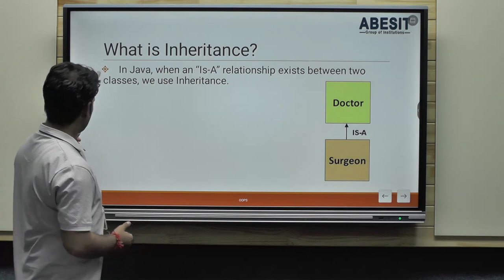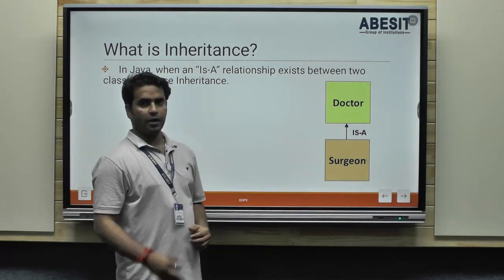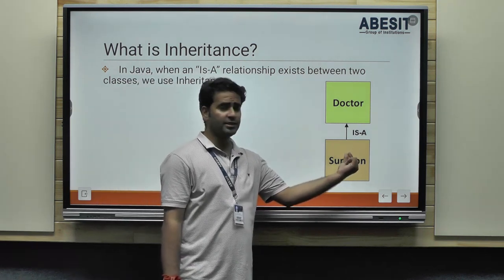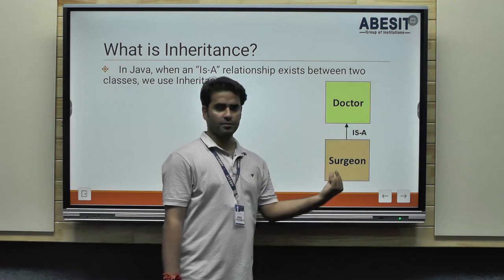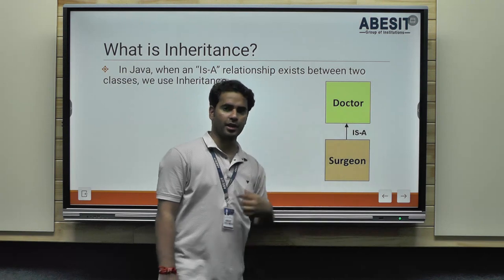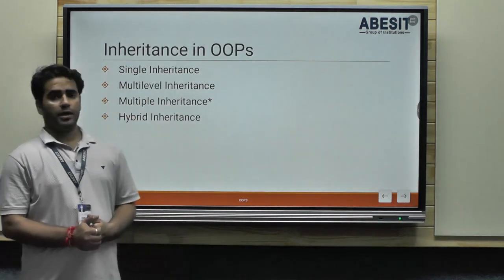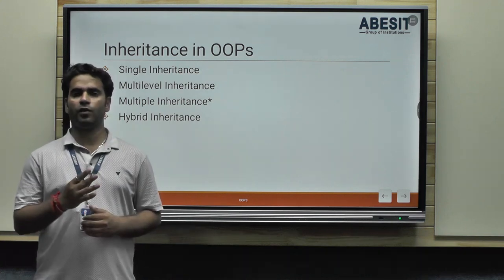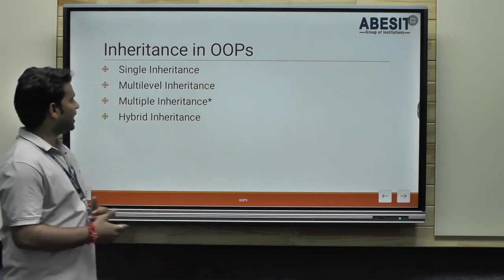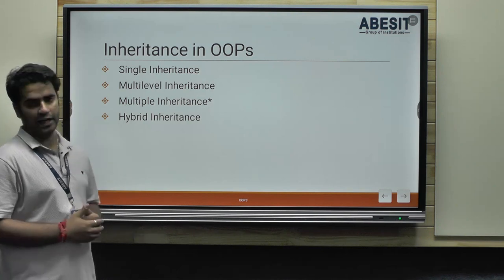Like, there is a doctor class and a surgeon class has a relation with it, that is, a surgeon is a doctor. Surgeon has an is-a relationship with the doctor class. Now, Java has four types of inheritance. First, single inheritance. Second, multi-level inheritance. Third, multiple inheritance. And fourth, hybrid inheritance.